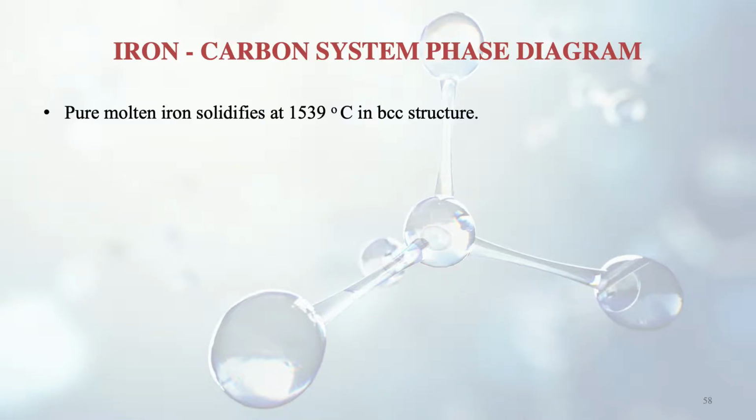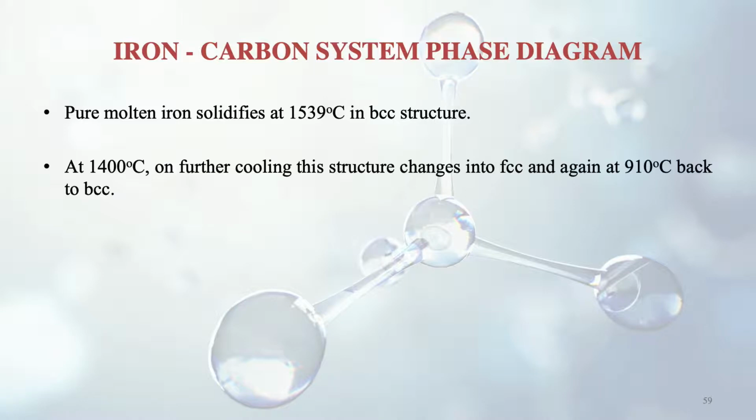Pure molten iron solidifies at a temperature of about 1539 degrees centigrade in the BCC structure, that is body centered cubic structure. At 1400 degrees centigrade, on further cooling, this structure changes into face centered cubic. Like I told you earlier, body centered cubic, and this is face centered, meaning if there is a cube, then the atoms are present in the face of every side. And again at 910 degrees centigrade, the pure iron is back to body centered cubic.